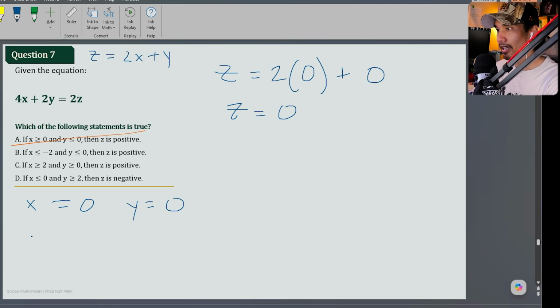But let's say you chose x equaling, we want a number that's greater than, so I'm going to go 1, and I'm going to use -1 for y in this case, right?